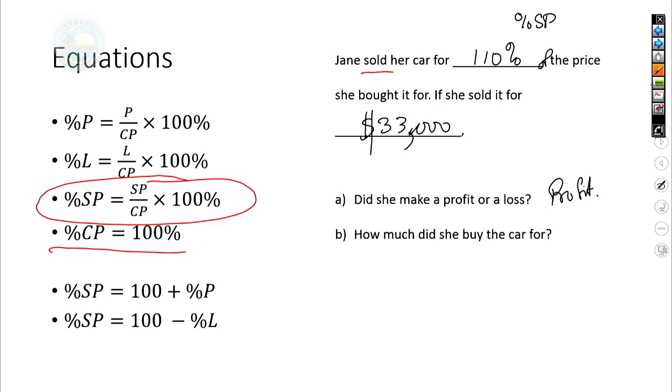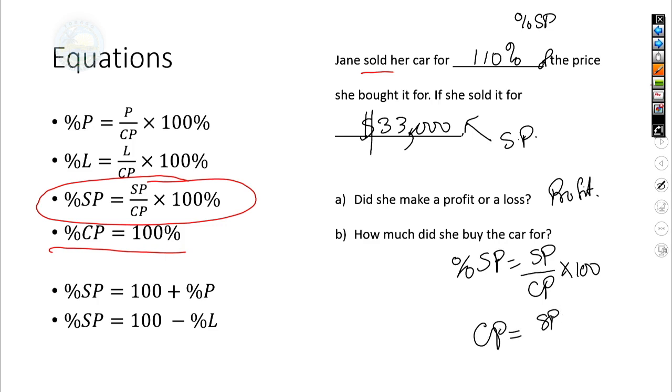Now, how much did she buy the car for? Here we have our percentage selling price, and here we have our actual selling price. And how are they related? The percentage selling price is the selling price over the cost price multiplied by 100. Which would make the cost price, the selling price over the percentage selling price times 100.